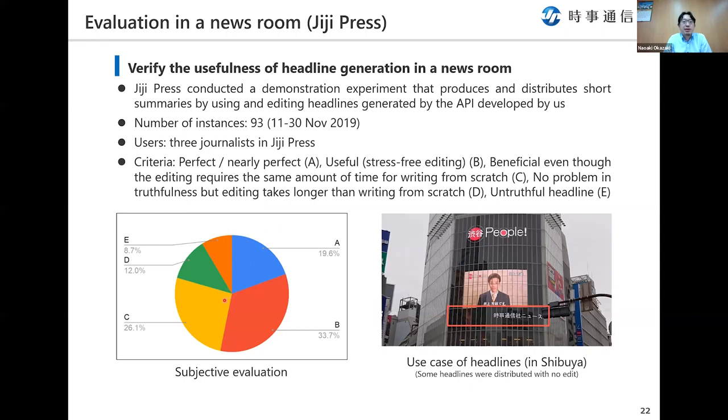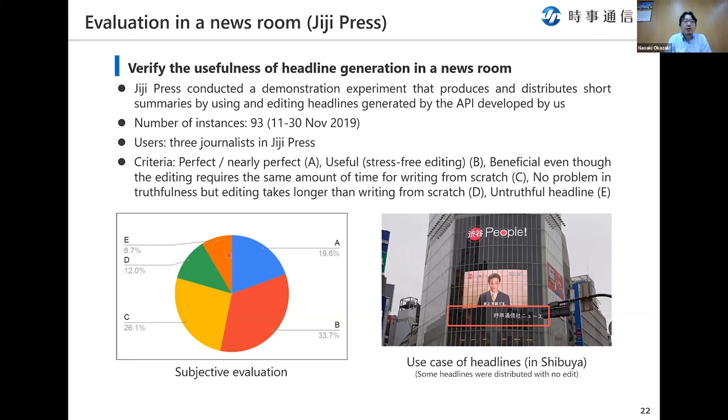And this is the ratio of the evaluation of our generated headlines. A means perfect, so nearly perfect, and B means this is beneficial, even though they have to edit some parts in the generated headline. And C means it may take time to write a headline from scratch, but the headline is still useful. D is not so useful because the news editor took longer than writing from scratch. And E means there was some untruthful or fake information in the headline.